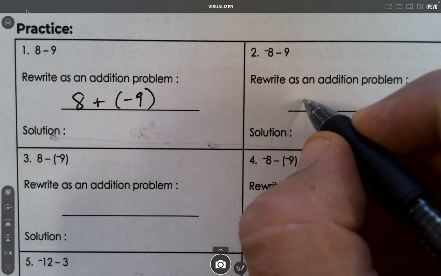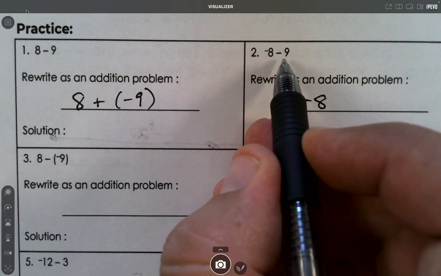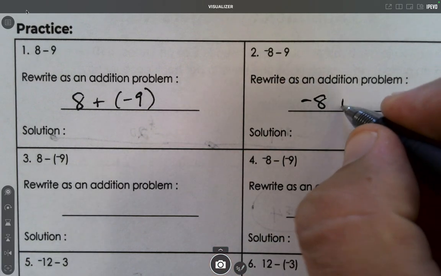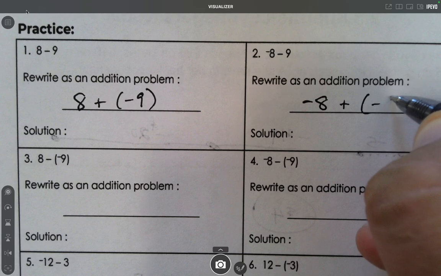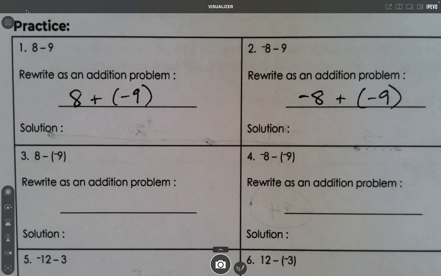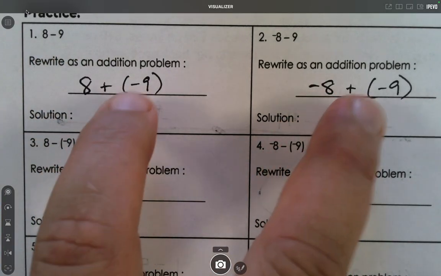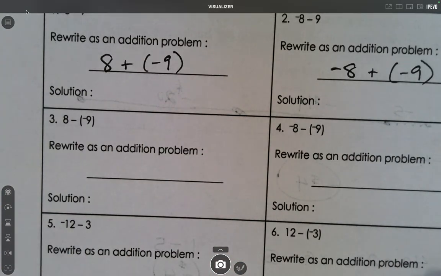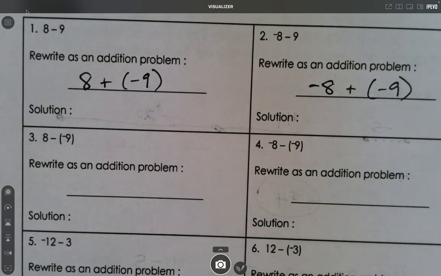So keep, we keep the negative 8 just as it is. We keep the first number the same. We change the subtraction sign to addition. And in this case, it's a positive 9, so we change it to a negative 9. Now, the benefit of doing keep, change is it changes us from a subtraction problem to an addition problem. And we have rules for addition that we learned in the previous lesson. So let's use those addition rules right now.